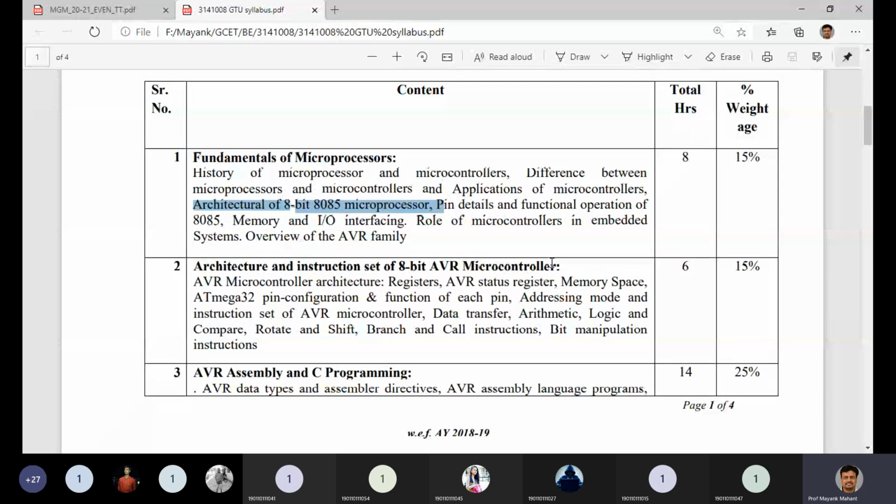So let me take a pause at this point and explain what an 8-bit microprocessor is. Okay, so the microprocessor and microcontroller have the capability to process data.